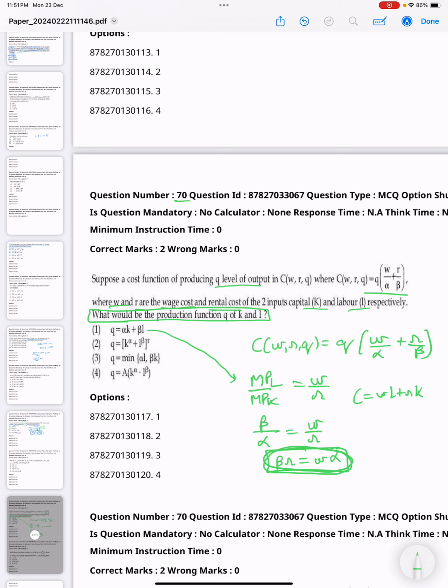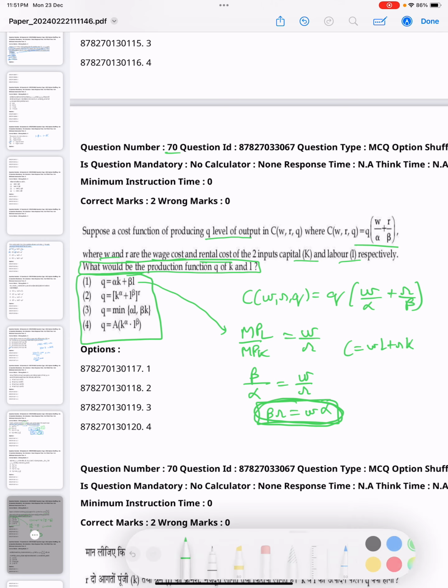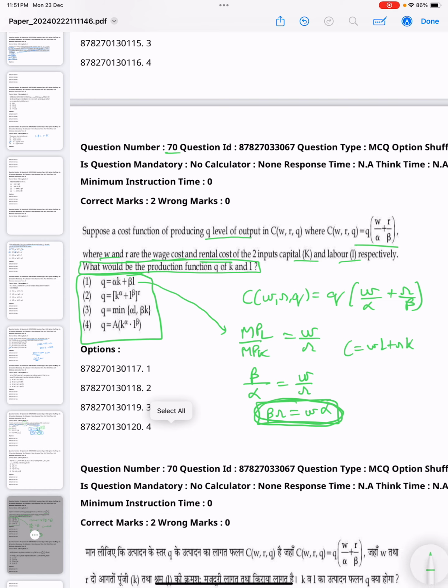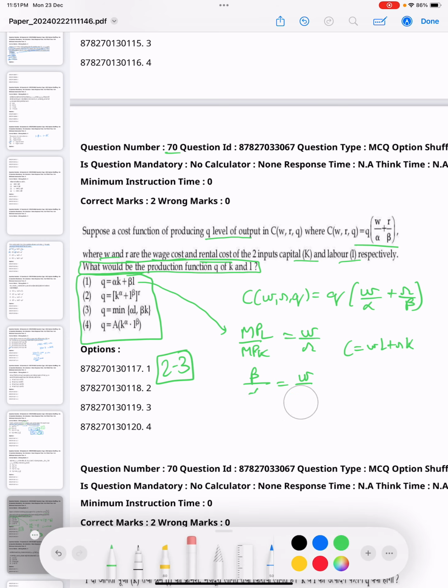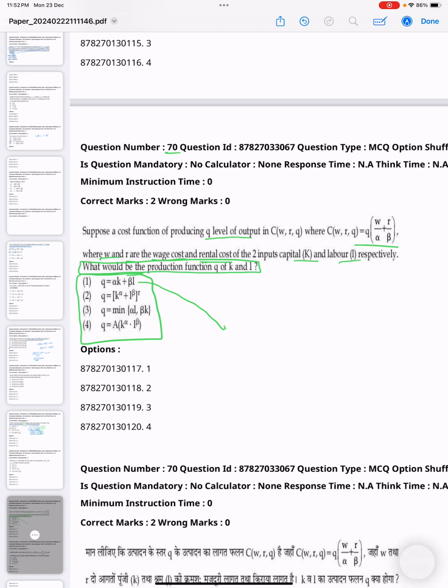I would suggest to attempt this question only if you have adequate time with you. This question would take around 2 to 3 minutes or more. So make sure you attempt these questions at the last, because if you keep on attempting them before, you'll miss out on the easier questions.